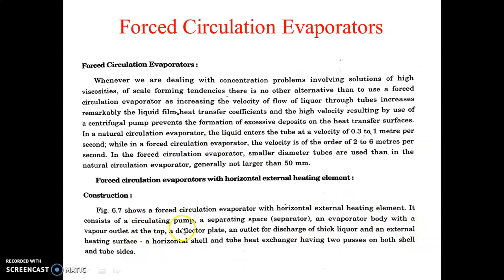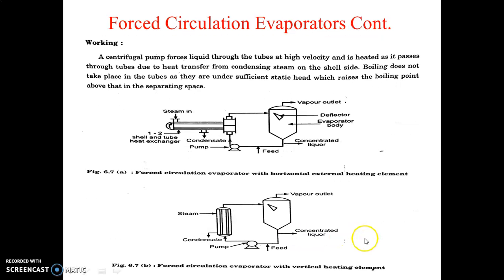It also consists of a circulating pump, separator, evaporator body with a vapor outlet provided, deflector plate, and an outlet for discharge of the thick liquor. So this is called a deflector plate. This is the evaporator body. The vapor outlet is provided here and the thick liquor outlet is provided here.